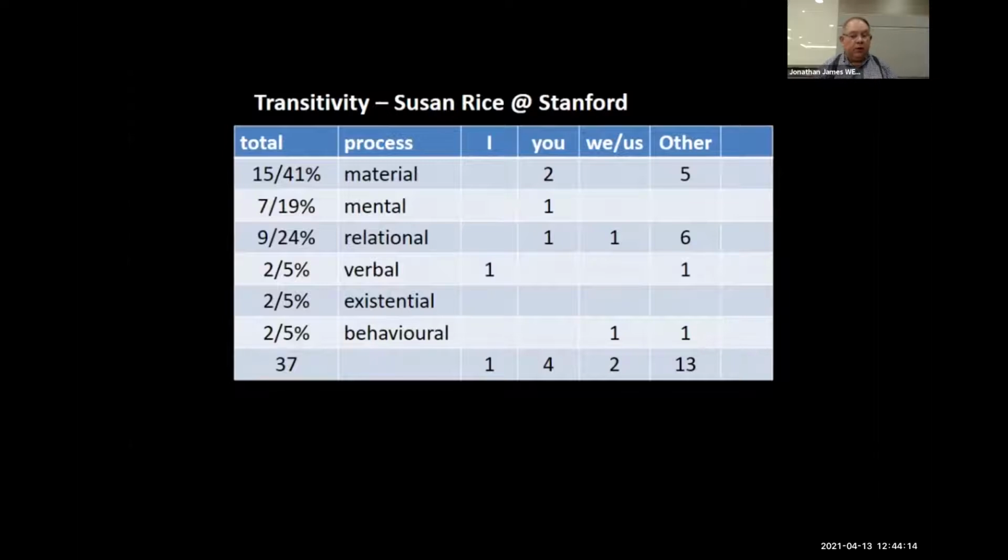Now, if I go through and look at the process types again, the material processes, the mental processes, just here in this brief part, again, you'll notice that I is not very much. It's mainly about you, but you notice a lot of other, right? So, but do I get the full picture here?